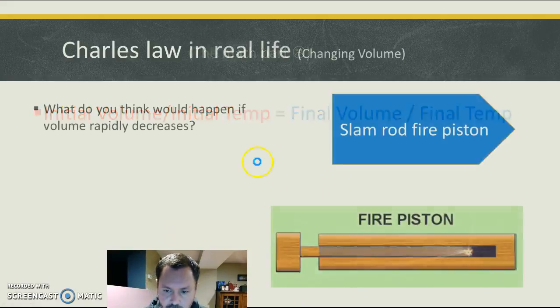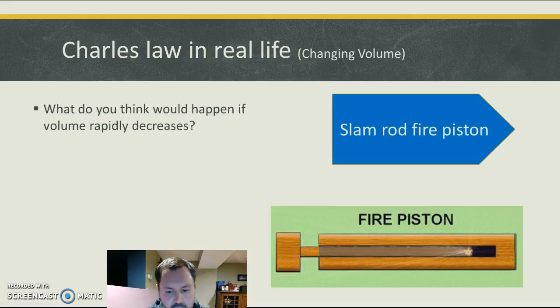Whoops, let's go back real quick. Here's a good example of a slam rod fire piston. Basically, what you're doing is you've got a certain amount of air down here. You're going to decrease the volume very, very quickly, but you're going to increase the pressure very quickly, and it actually causes something to catch on fire.